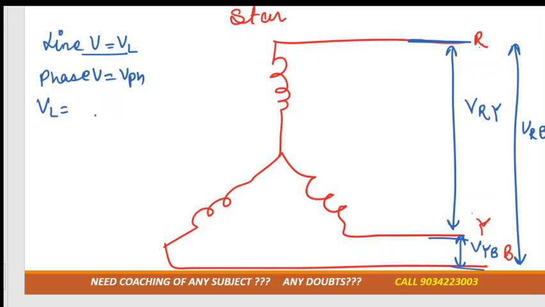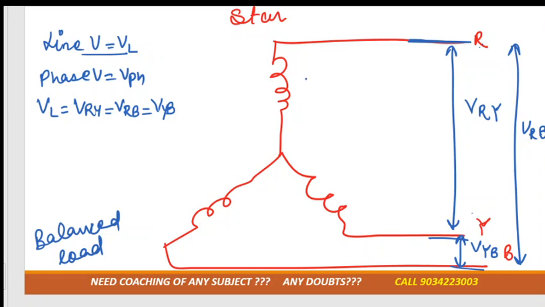So we can write that VL is equal to VRY is equal to VRB is equal to VYB. All these are the line voltage. Why am I considering them equal? Because these loads are equal. This is the condition for a balanced load. Balanced load means suppose this is 5 ohm, this is also 5 ohm, and this is also 5 ohm. So all these loads are equal, then the voltages must be equal. I am talking about all the line voltages.